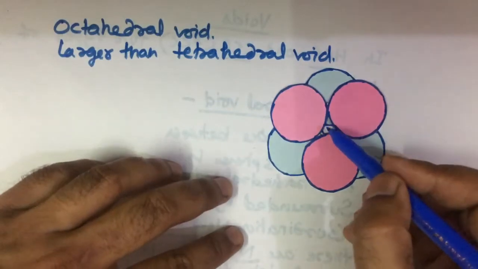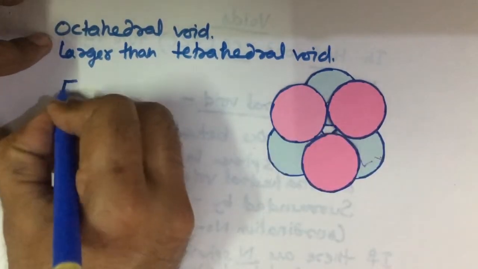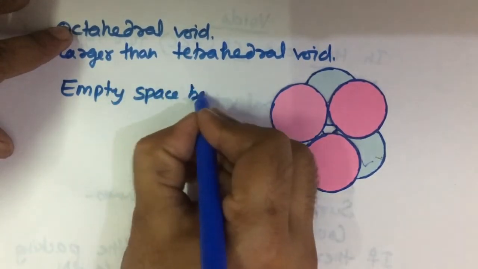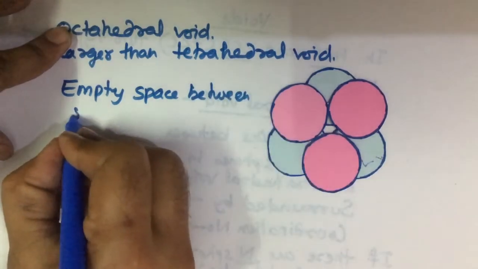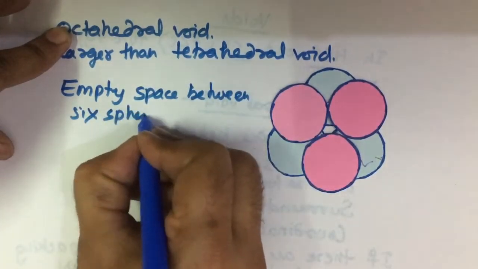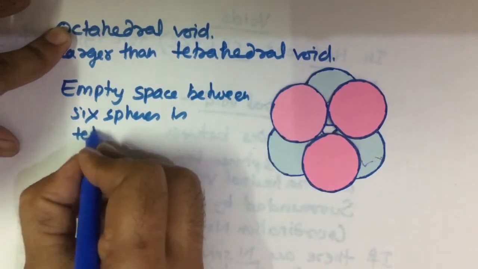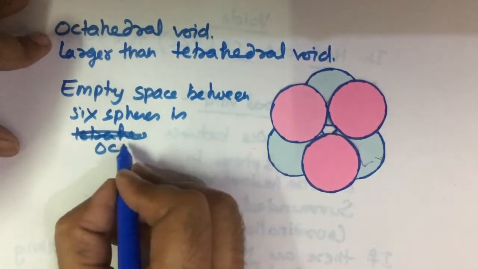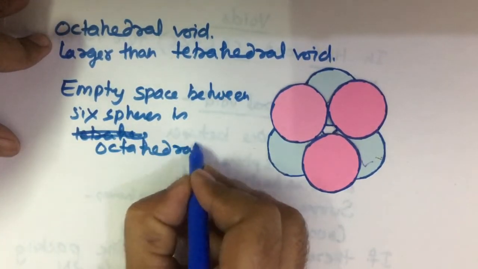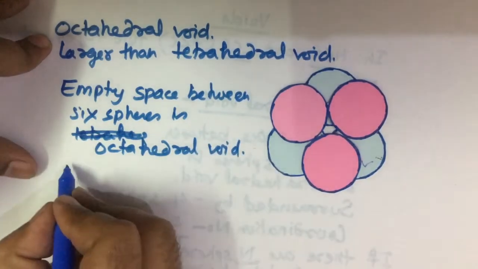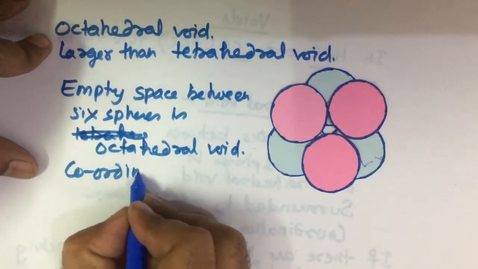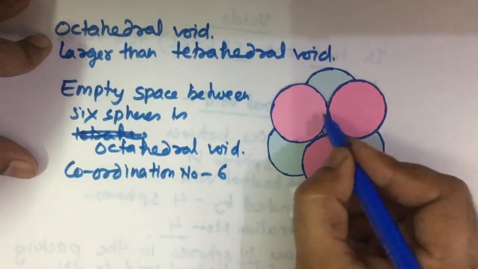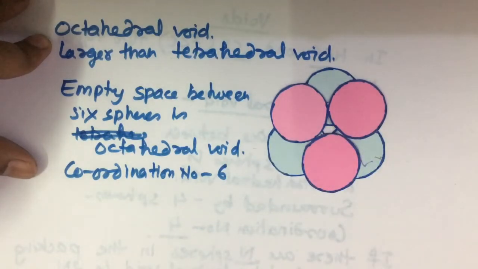Now this is an octahedral void. The empty space between six spheres is an octahedral void. Its coordination number is 6. This void is surrounded by 6 spheres, so its coordination number is 6.